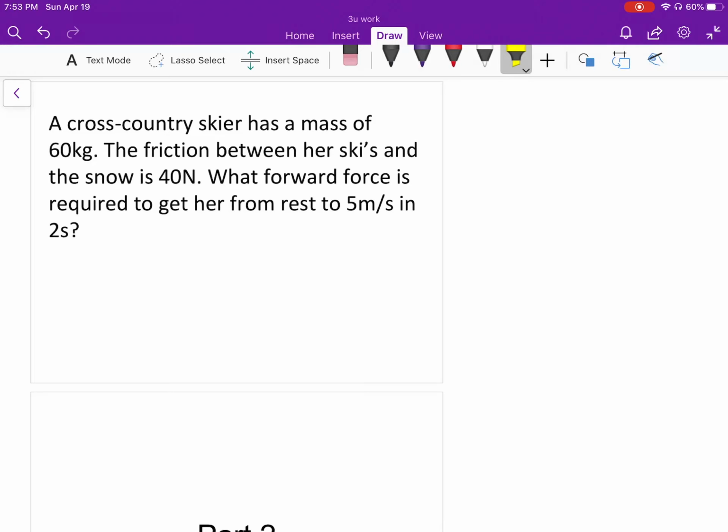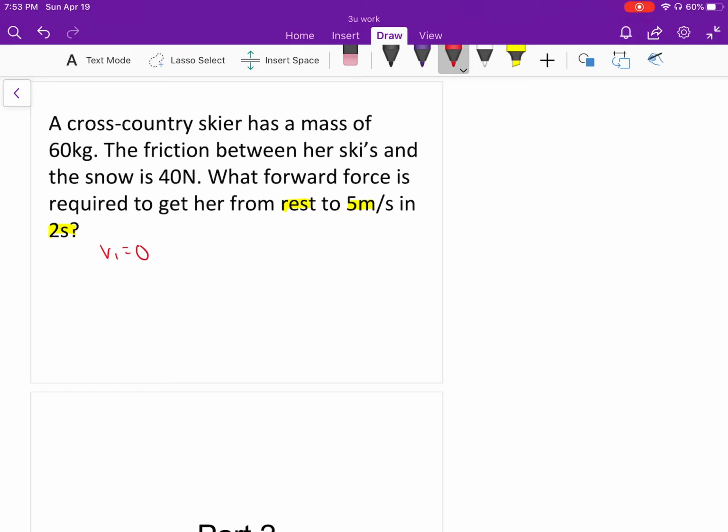All right, our cross-country skier question. Now we're getting into doing kind of real questions. We've got a cross-country skier. She wants to go forward. It says that she gets from rest to 5 meters per second in 2 seconds. That should hopefully ring some bells that we're going to start with kinematics.